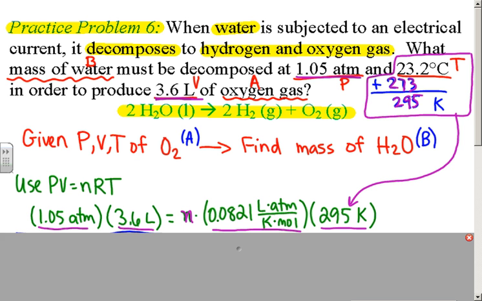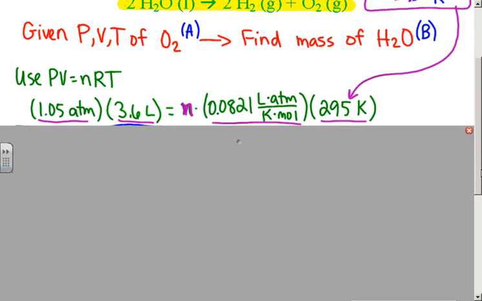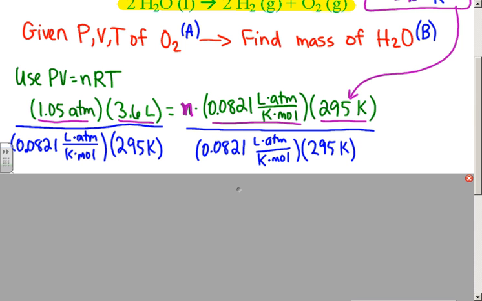So there are all my numbers, and now I have an algebra problem with one variable in there, that n. So let's solve for it. Right now, n is being multiplied by two other numbers, the 0.0821 and the 295 Kelvin. So in order to get n by itself, I'm going to divide both sides by those two numbers, the 0.0821, the value of R, and the 295 Kelvin, my temperature. When I do that division, I now have the n by itself on the right-hand side, which is good.